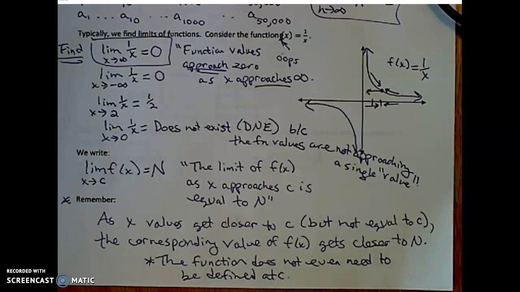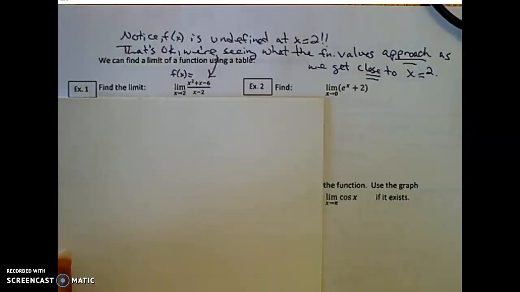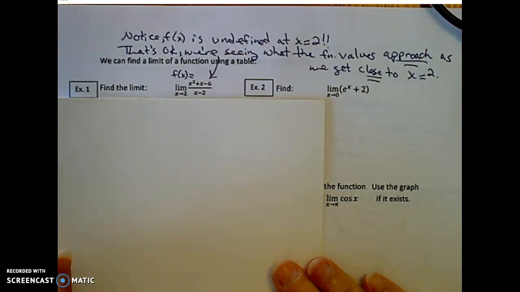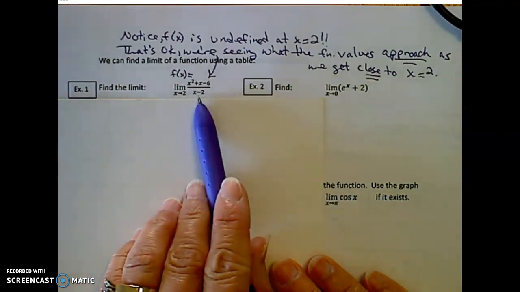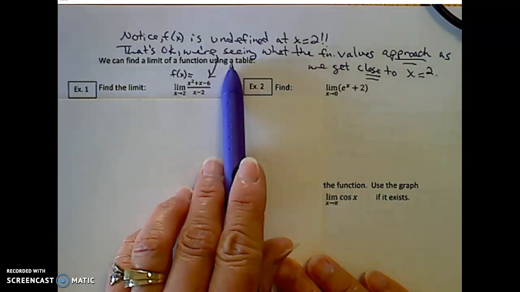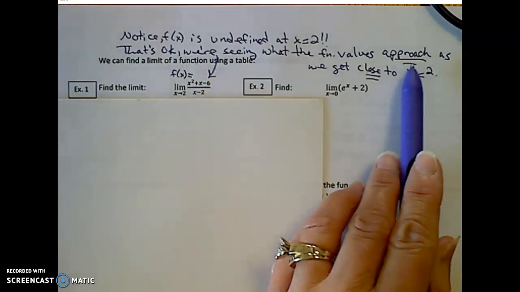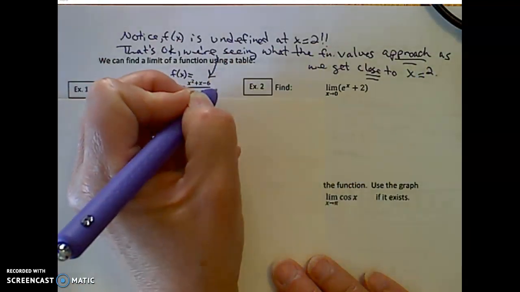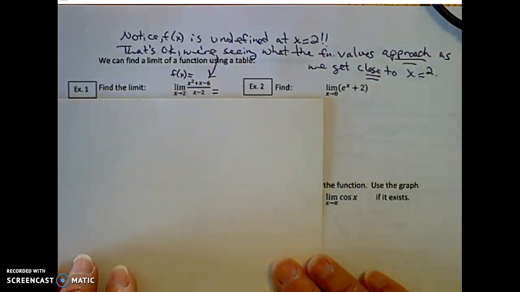You're going to need a graphing calculator. Please find your calculator. Okay, let's evaluate a limit using our calculator. Notice that this function f of x is not even defined at x equals 2. But that's okay. We're going to see what the function values approach as we get close to 2. And let's evaluate this limit.